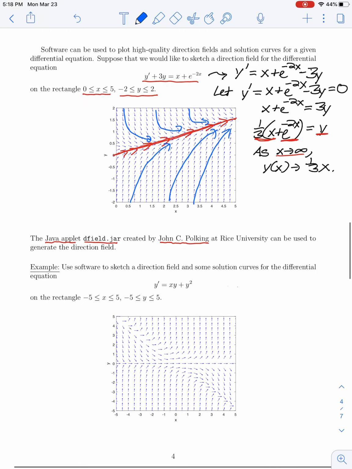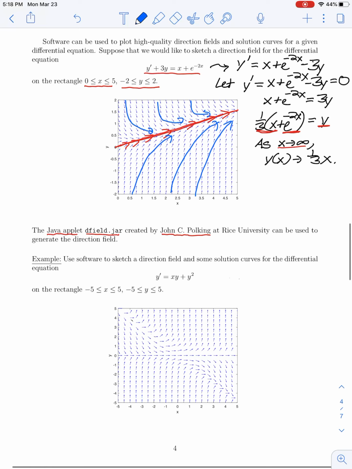So in our next example, we are again asked to use software to sketch a direction field for this differential equation over a rectangle where x ranges from -5 to 5 and y ranges from -5 to 5. Now again, this one's a little difficult to do by hand. I'll have to send out a separate video illustrating dfield separate from this.